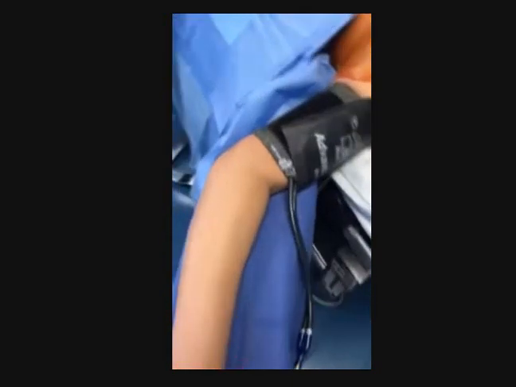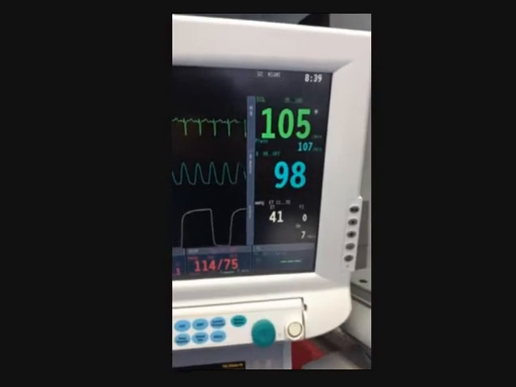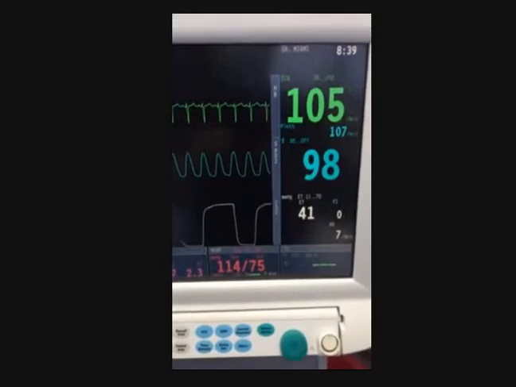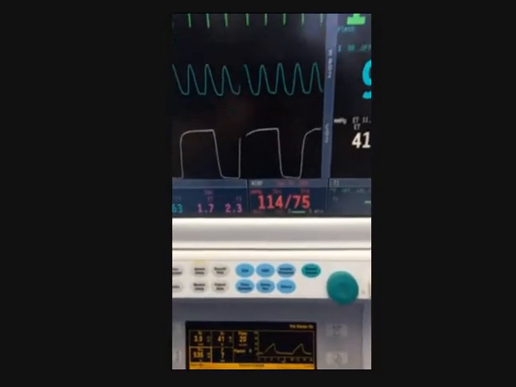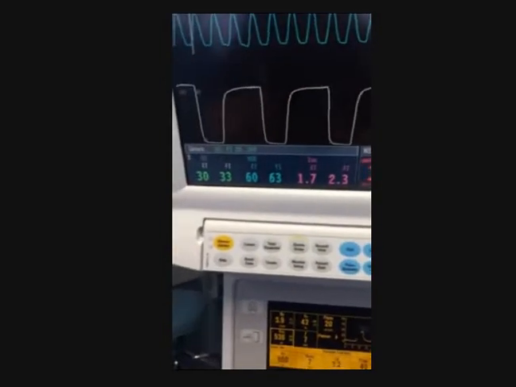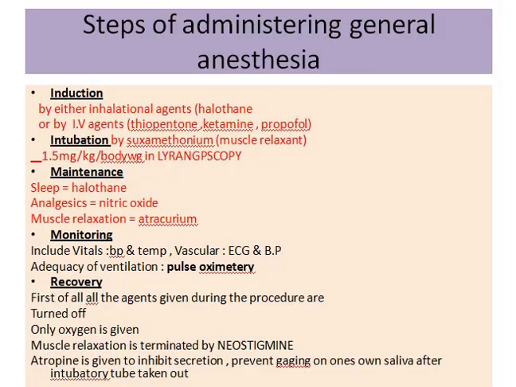So the arms are no greater than 90 degrees on these arm boards, as you can see, and so we're just a few minutes after induction. Heart rate still a little high, but that's going to drop down as soon as I give her a little narcotic. Blood pressure is great. Gas flow is good. Adequacy of ventilation is seen by pulse oximetry.